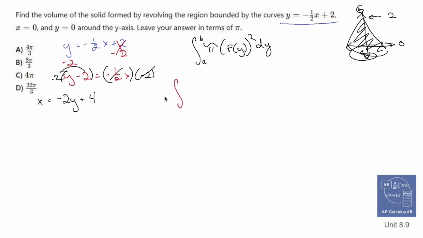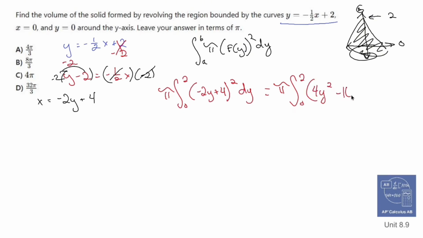Let's pull out the pi. My limits are 0 and 2. I'm going to have negative 2y plus 4 squared dy. Before I integrate, let's FOIL that out. That's a perfect square trinomial. So it becomes 4y squared minus 16y plus 16 dy.